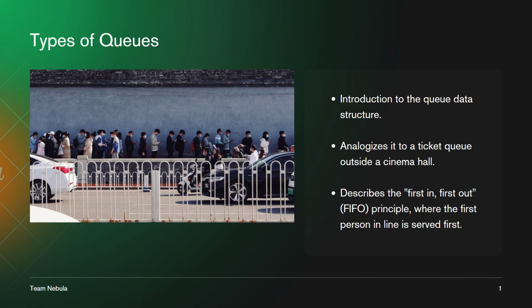Alright, so now we will learn about a fascinating data structure known as the queue. Imagine a ticket queue outside a cinema hall where people stand in a line and the first person to enter the queue is the first one to get the ticket. That's precisely how a queue works.